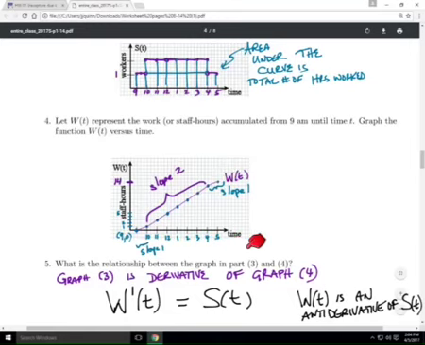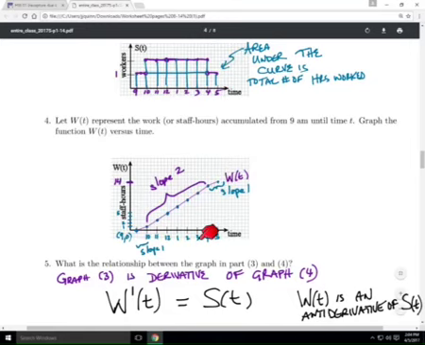Then it asks us what the relationship between the graph in part 3 is to the graph in part 4, and you will see here that the piecewise function in 4, which is the work accumulated, has slopes that match up with the output of the staff hours, of the staff working. So here from 9 to 10, we have a slope of 1 because one person is working. From 10 to 4, we have a slope of 2 because 2 people are working. And from 4 to 5, when one person is working, we again have a slope of 1.